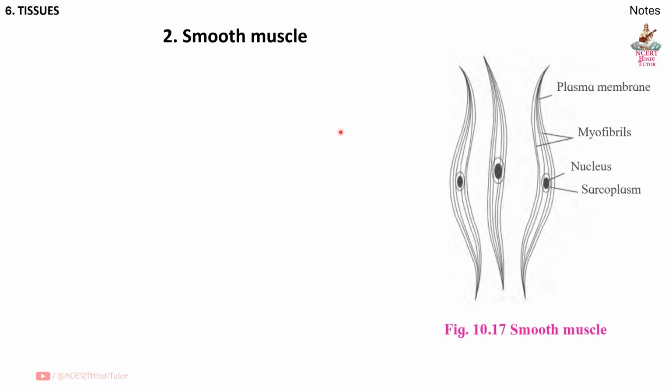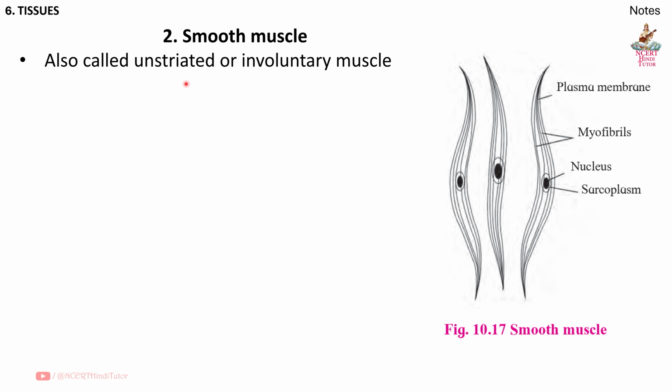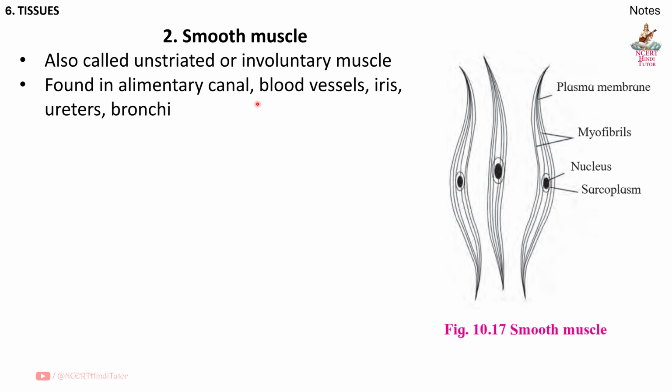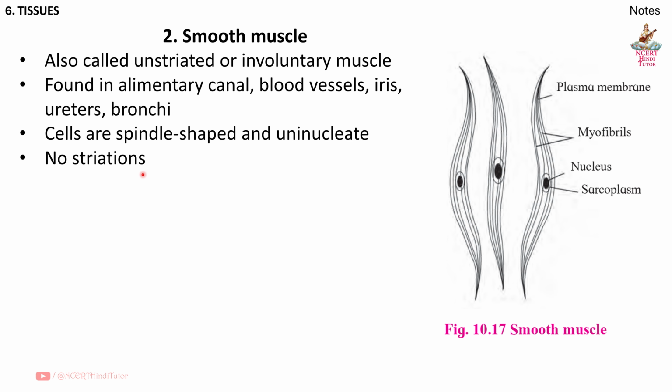Second, smooth muscle. This is the diagram. Also called unstriated or involuntary muscle, found in alimentary canal, blood vessels, iris, ureters, bronchi. Cells are spindle shaped and uninucleate. No striations. Function: performs involuntary movements. So friends, you can draw this diagram.